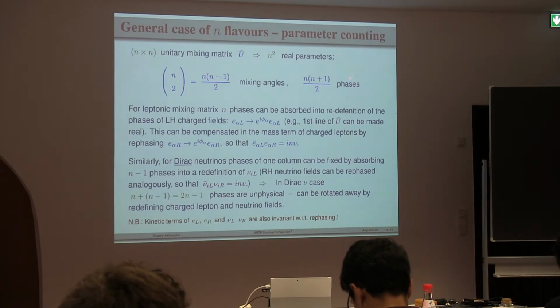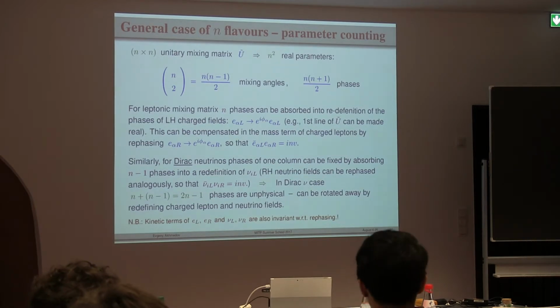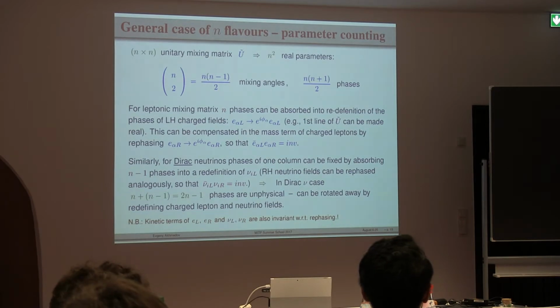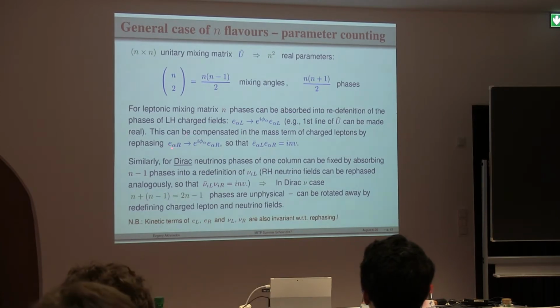And the number of phases is given here, but not all of them will be observable. Some of them can be eliminated. The point is the following. Remember, the mixing matrix appears in the charged-current interaction Lagrangian, between the charged lepton fields on the left and neutrino fields on the right. We can always rephase charged lepton fields, each of them. For each charged lepton, we can rephase its field by some independent phase phi. So instead of the charged lepton field alpha L, we write exponential i phi alpha times alpha L.